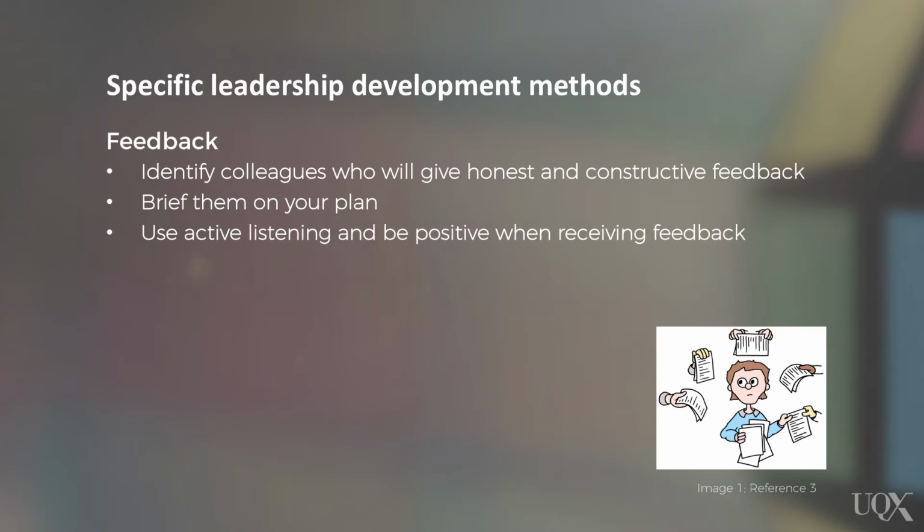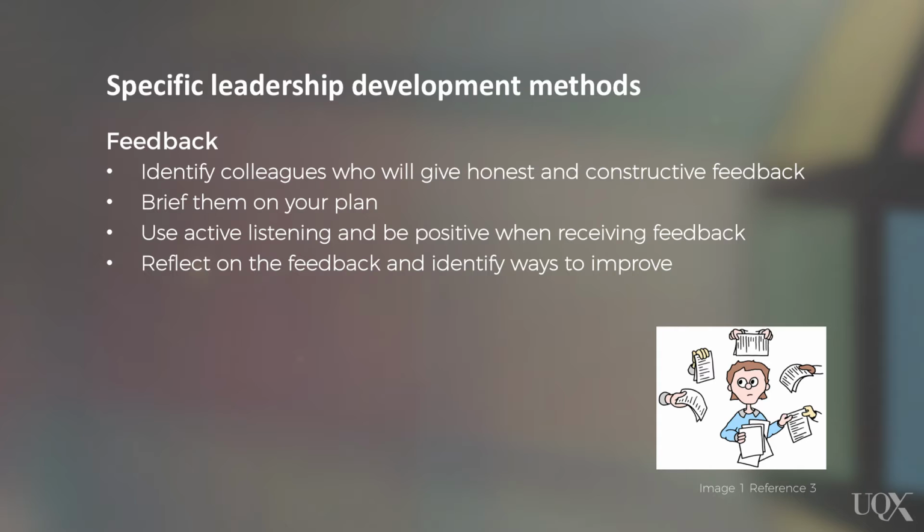When receiving feedback, engage in active listening and respond positively. Then reflect on what you've heard and identify specific ways you could improve. Remember that most colleagues won't provide you with much feedback unless you create and manage a good process for them to do it.